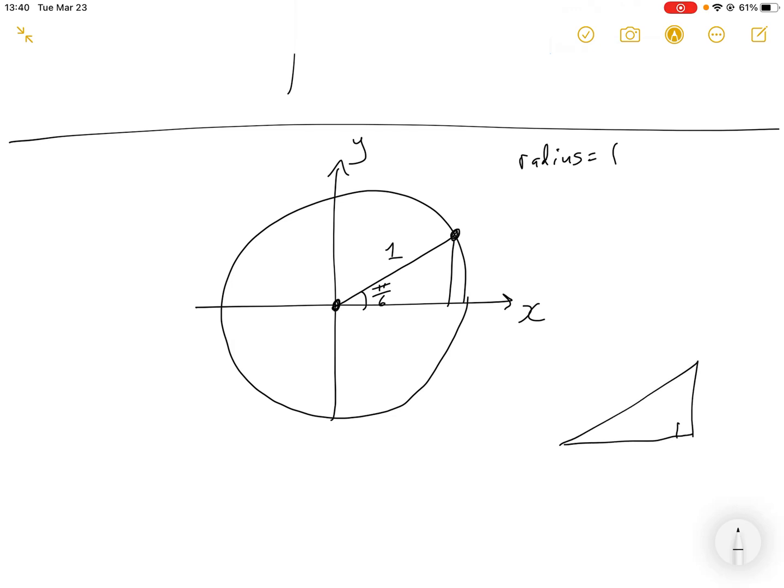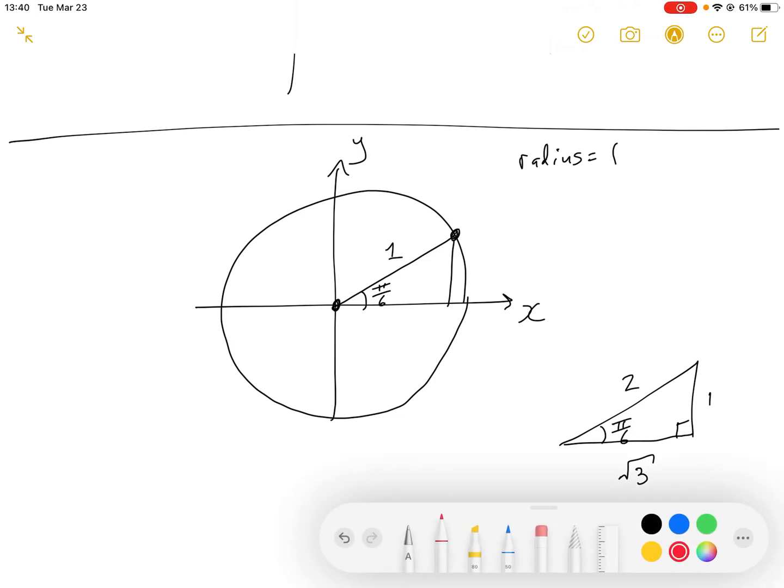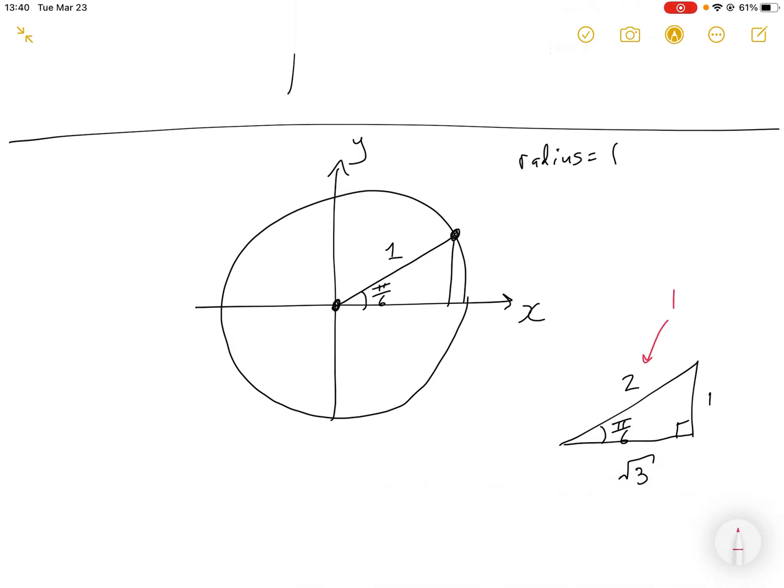Now if you're checking back into our notes, you'll notice that for our special right triangle with pi over 6, the opposite side was 1, the hypotenuse was 2, the adjacent was the square root of 3. But I actually need to scale this because I want the hypotenuse to equal 1. So I'm going to divide everything by 2, and I end up with a similar right triangle.